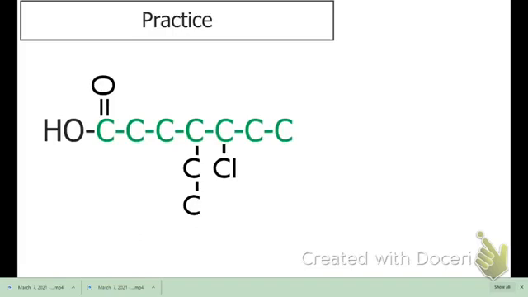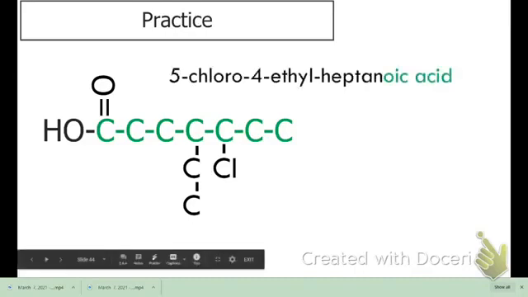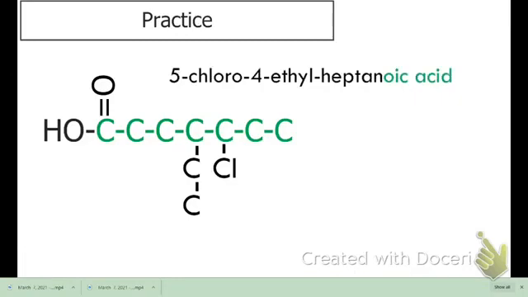All right, let's look at another one. This one, I'm going to let you go ahead and see if you can do it yourself. Pause the video, do it yourself, and then come back and check. Okay? All right, so the answer to this is 5-chloro, 4-ethyl heptanoic acid. Let's deconstruct this, shall we? All right, where is carbon number 1? Well, the carboxylic acid is closest to the end because there's only one. So this is carbon 1, 2, 3, 4, 5, 6, and 7.